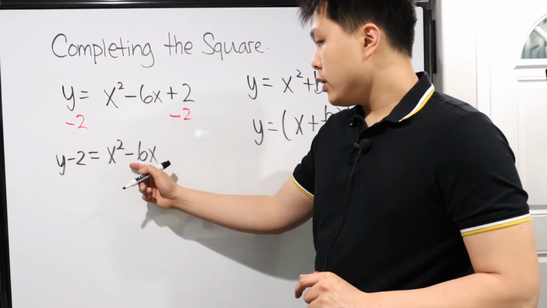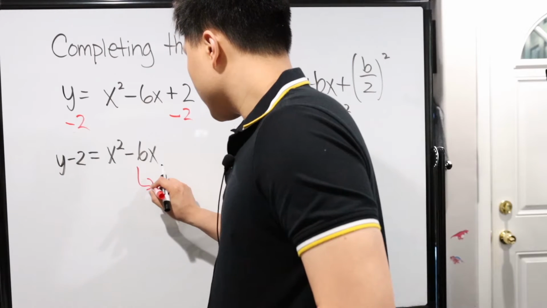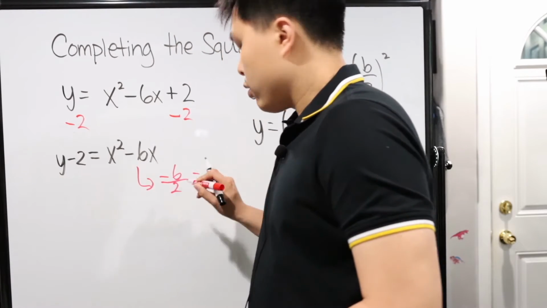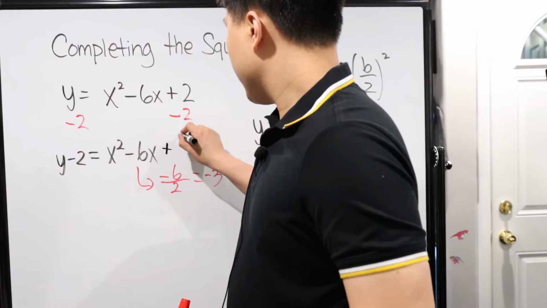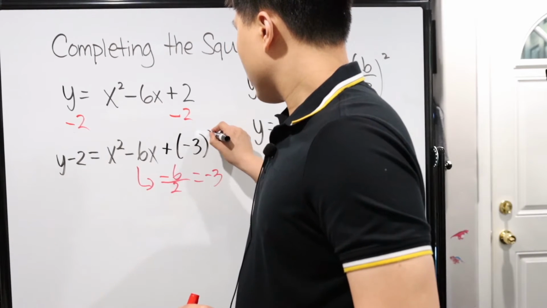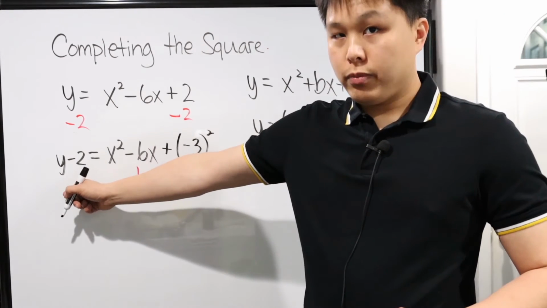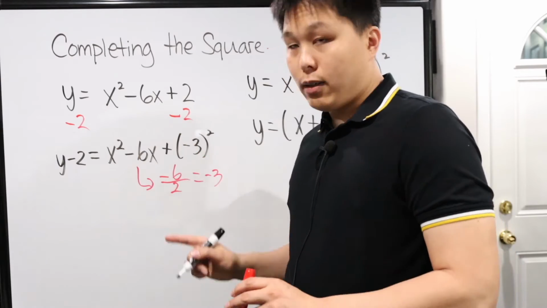So what I'm going to do is get this and divide it by 2. Negative 6 divided by 2 is going to give negative 3, right? So I'm going to add a negative 3 squared here. But I've got to do the same here, because remember, this is an equation. What I do to one side, I must do to the other.